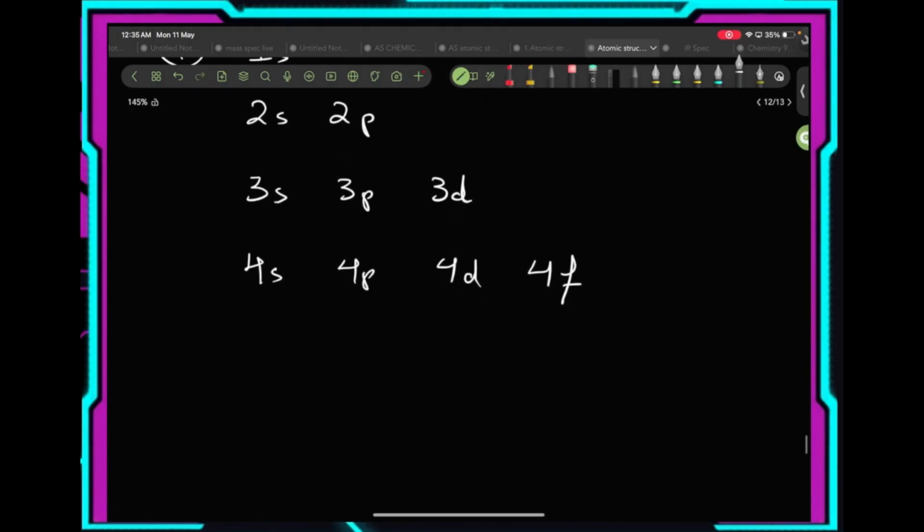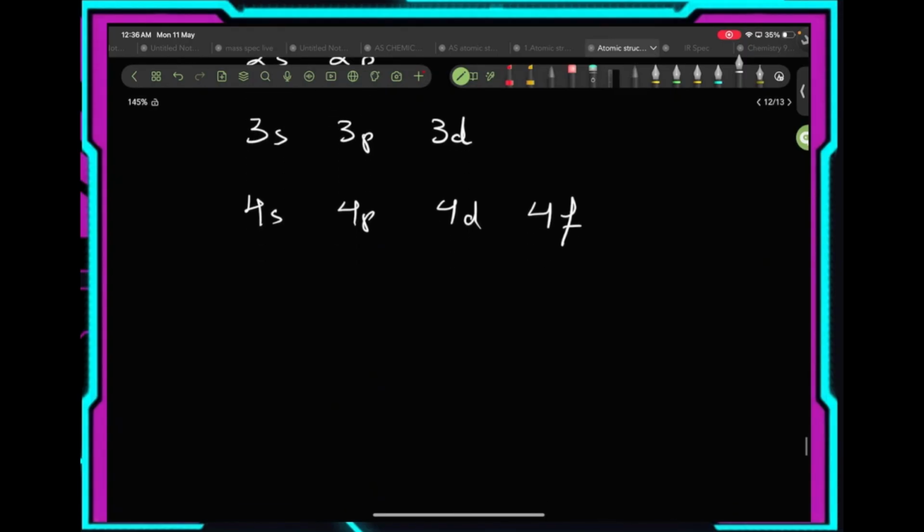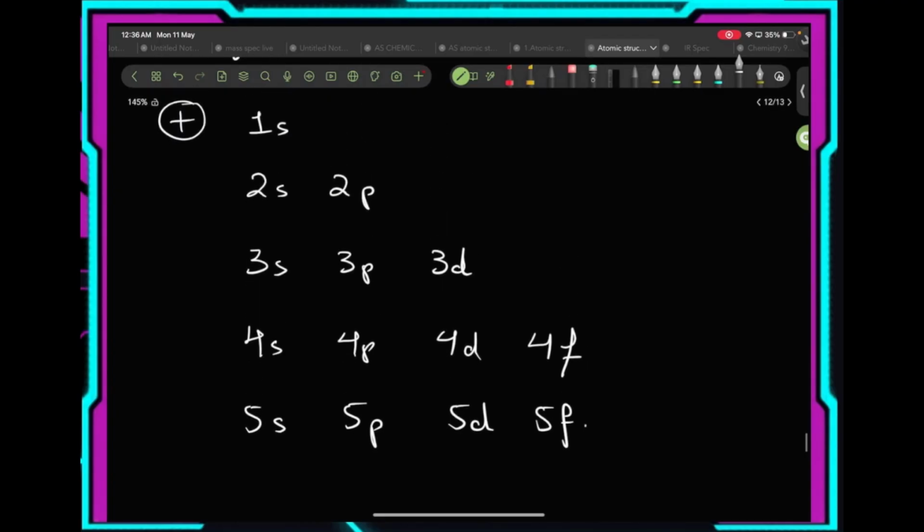And then we'll continue with the fifth shell also. Then you have 5s, 5p, 5d, and 5f. And that's all you're going to need. The maximum you'll ever go to in A levels is 5s, and very rarely, if you have to, you go to 5p.